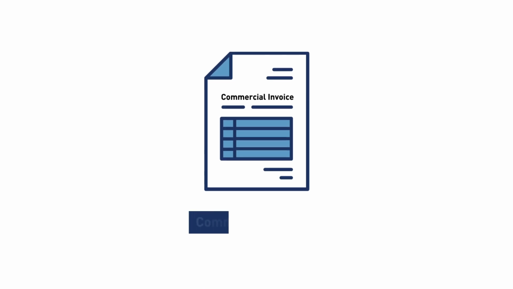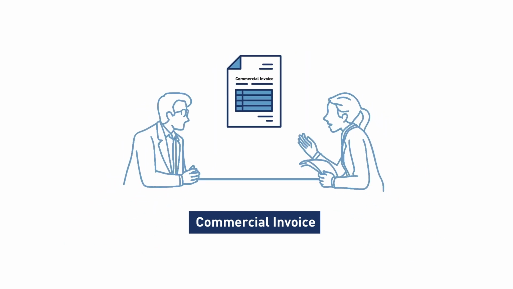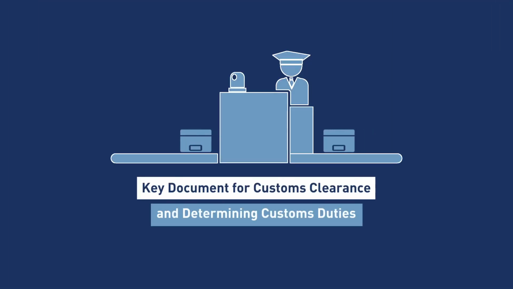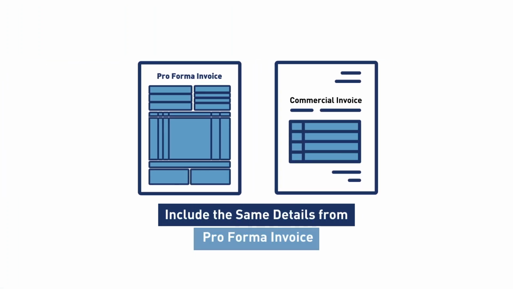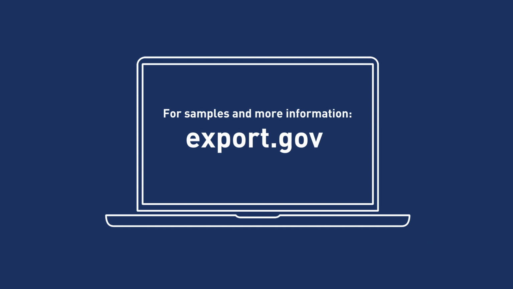As you prepare to export your product, the next step is to prepare the commercial invoice for the shipment. The commercial invoice is a legal document between a seller and buyer describing the goods and price. It's a key document for customs clearance and determining customs duties. When preparing the commercial invoice, include the same details from your pro forma invoice. You can find samples and more information about these documents on export.gov.